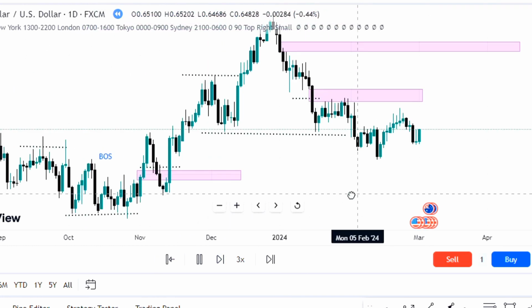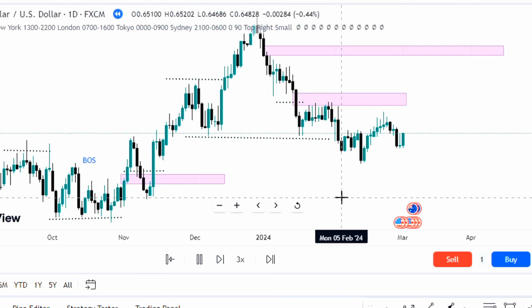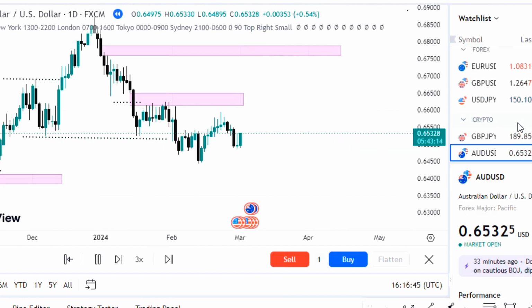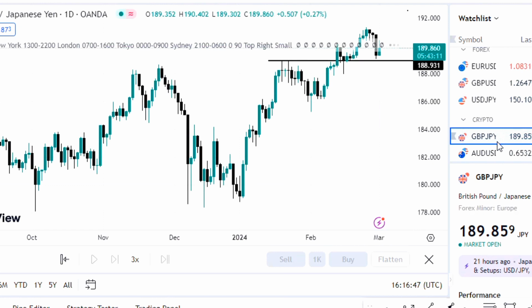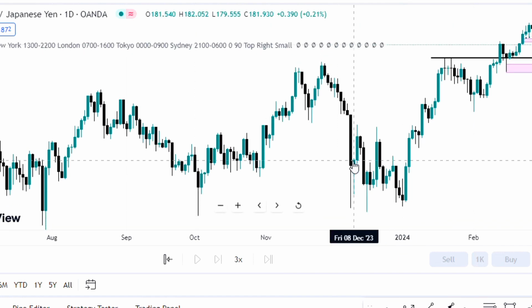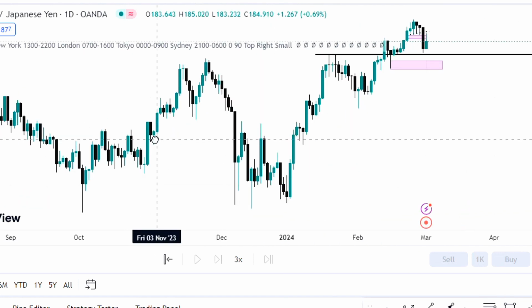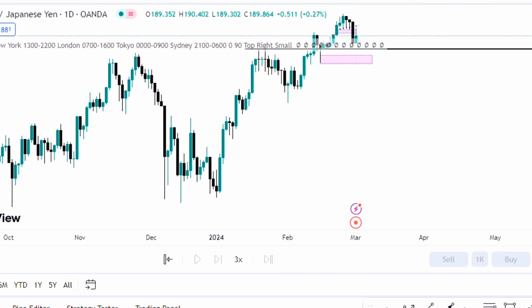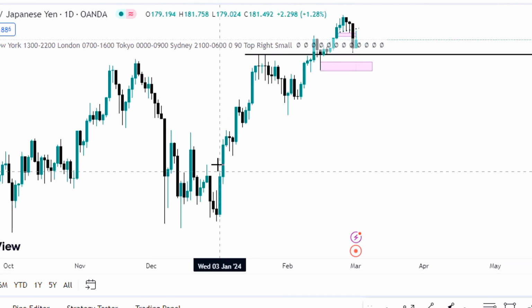So that is the first example. Let's go to another pair and see another example, guys. So here we've gone to our GBP-JPY pair to see another example. Now if we come to our GBP-JPY, let's just see our replay tool here.